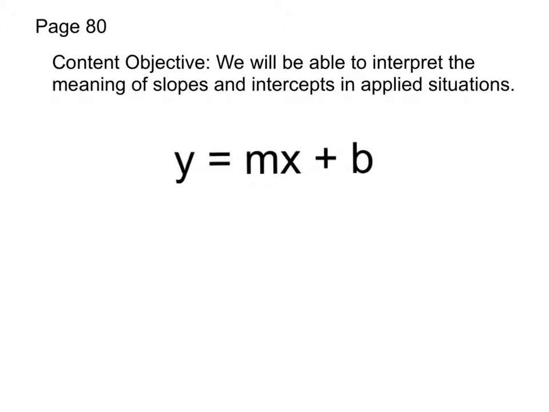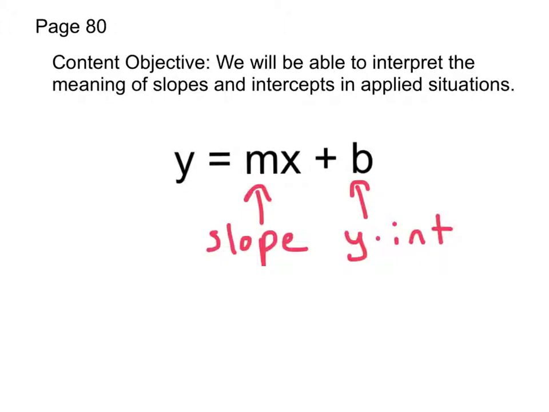So we're starting out with y equals mx plus b. And by now, we should know that m stands for our slope, and we know that b stands for our y-intercept. But in applied situations, these slopes and y-intercepts can stand for a bunch of different things.